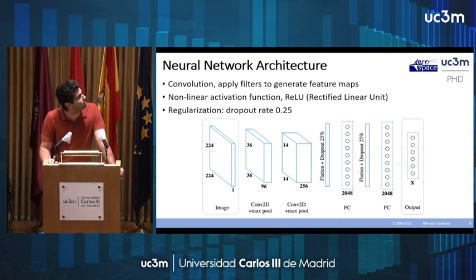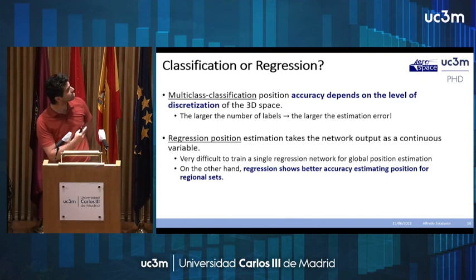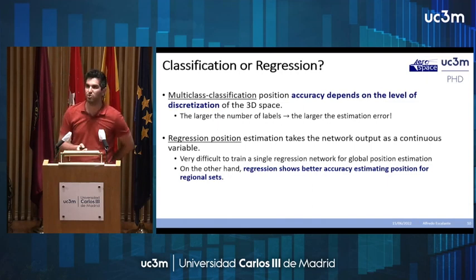So we use a dropout rate of 25%, which means that at every training epoch, we are dropping 25% of the weights. So the network has to learn again those weights at the next iteration, and it's a very typical way to prevent overfitting. So then about classification or regression approach.